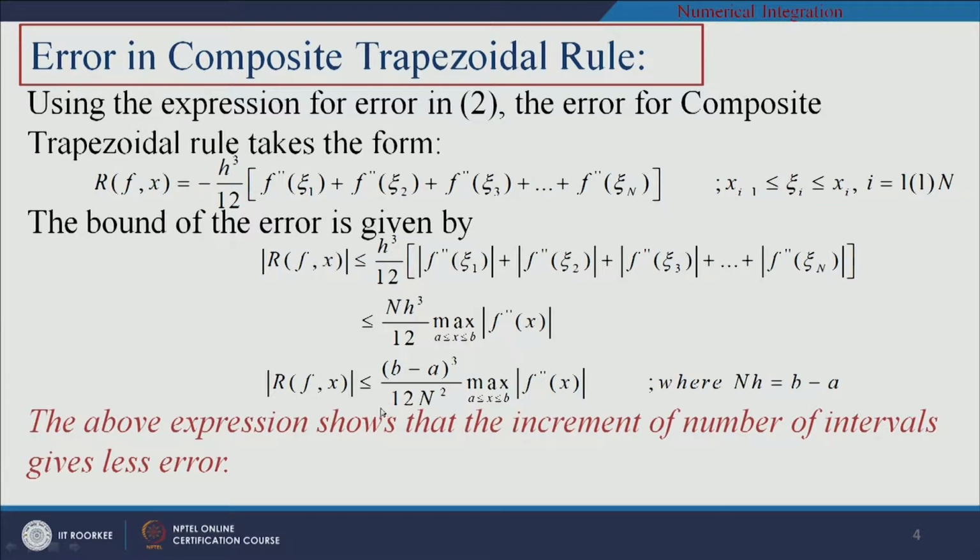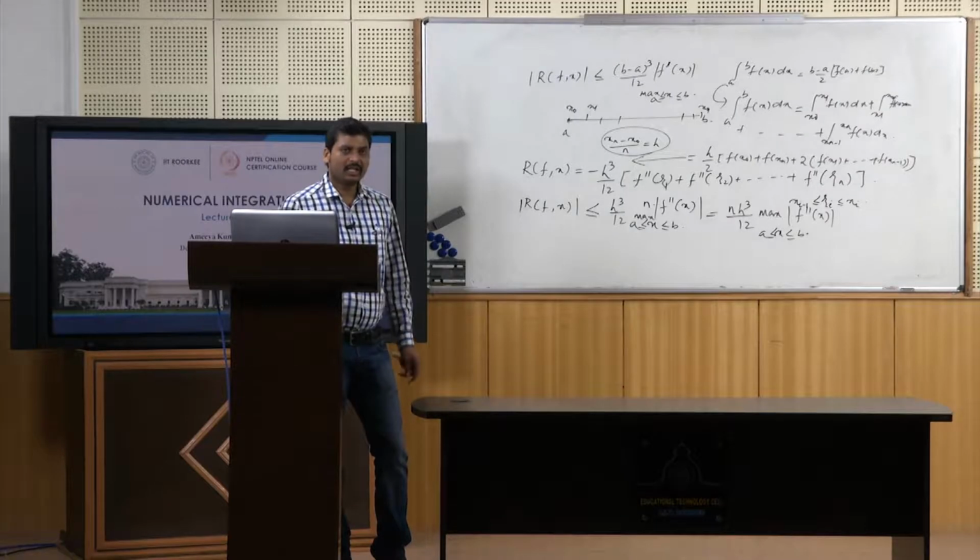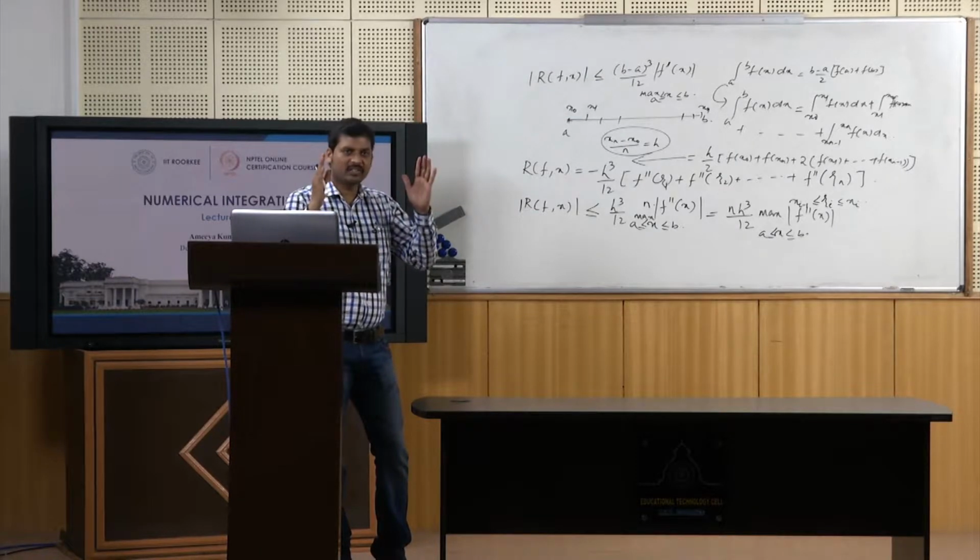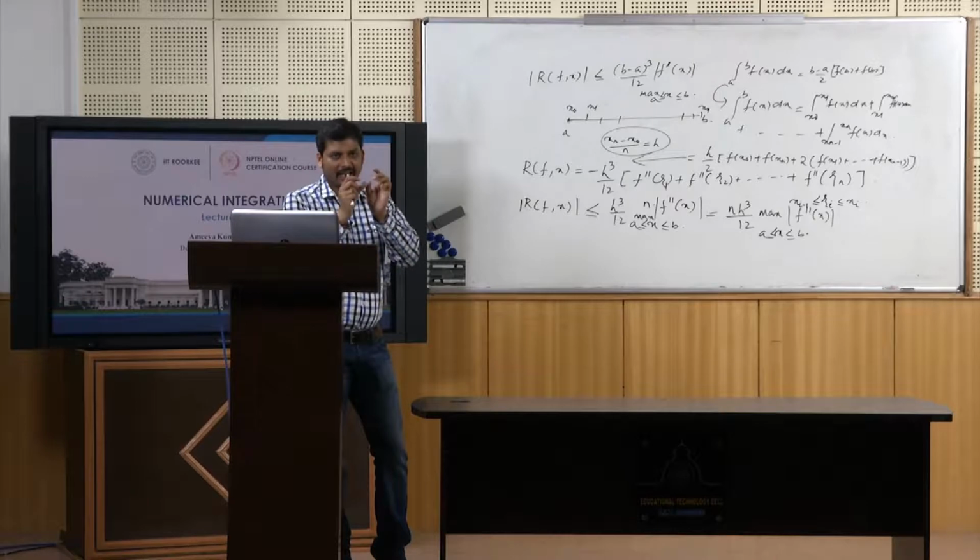And this expression shows that increasing the number of intervals gives less error in comparison to the earlier one. If you take a single step of the composite rule over the total interval, we will have a larger error. If you subdivide each of these sections, the error in each interval is reduced, and that is why we can use this composite formula to get a better result.